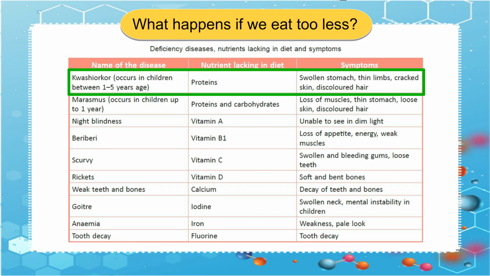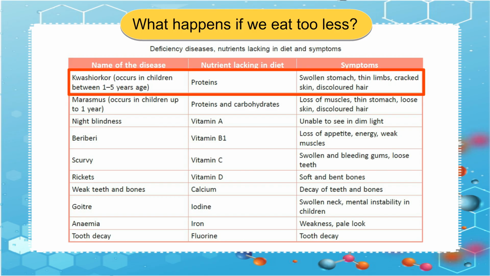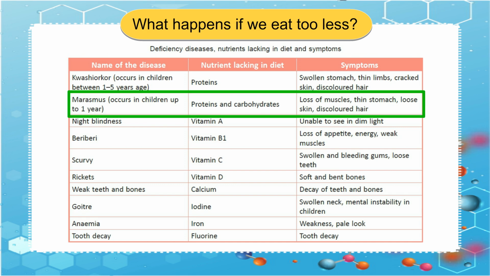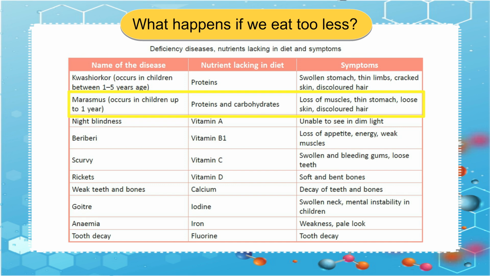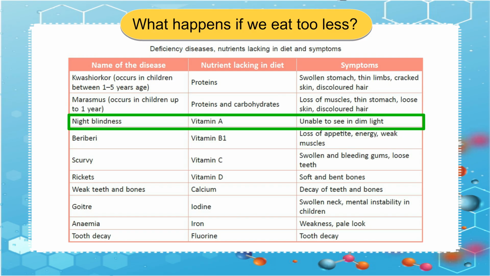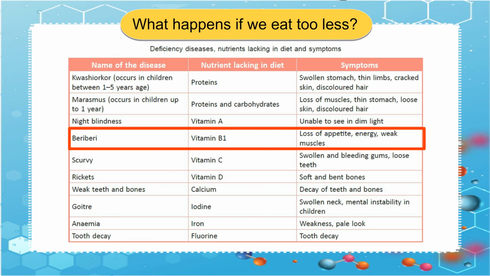Kwashiorkor occurs in children between 1 to 5 years age. Proteins: swollen stomach, thin limbs, cracked skin, discolored hair. Marasmus occurs in children up to 1 year. Proteins and carbohydrates: loss of muscles, thin stomach, loose skin, discolored hair. Night blindness. Vitamin A, unable to see in dim light. Beriberi. Vitamin B1, loss of appetite, energy, weak muscles.